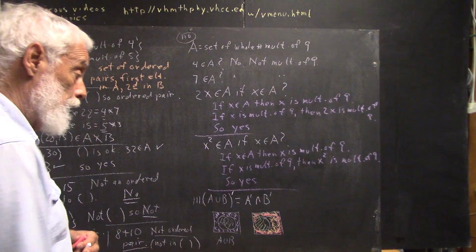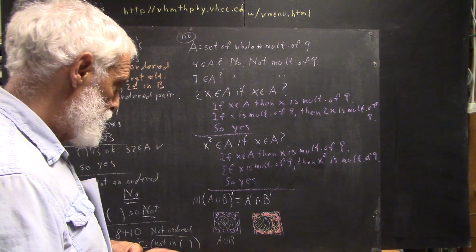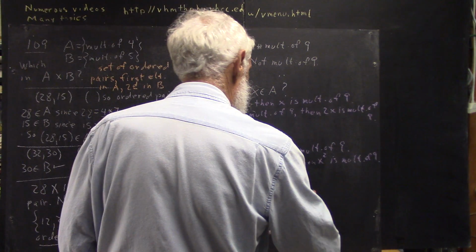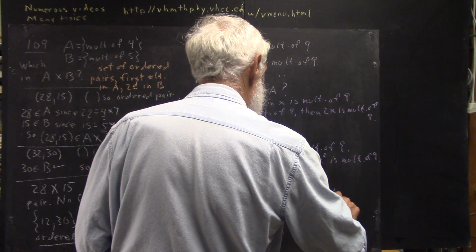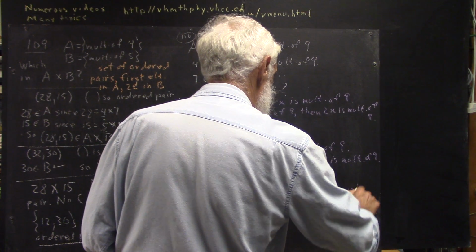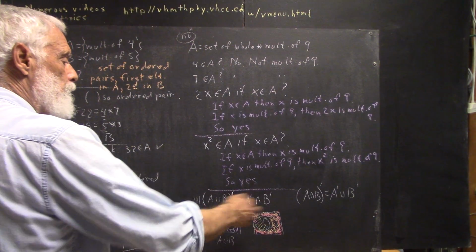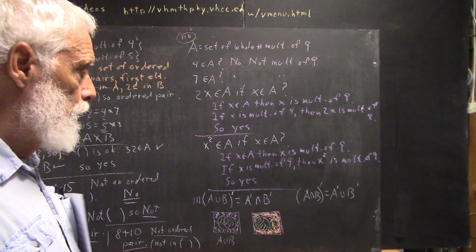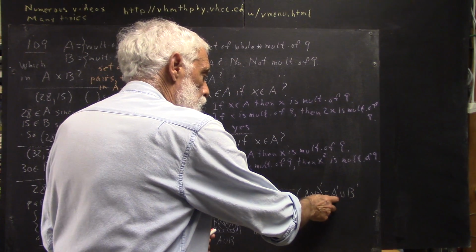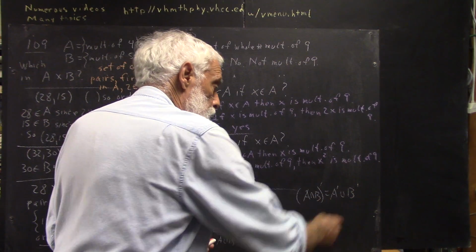Anyhow, that's one instance. Then you can also test that A intersection B prime equals A prime union B prime. The regions would be somewhat similar to the regions you have here, but you'd be doing the complement of the intersection here and the union of the two complements here.